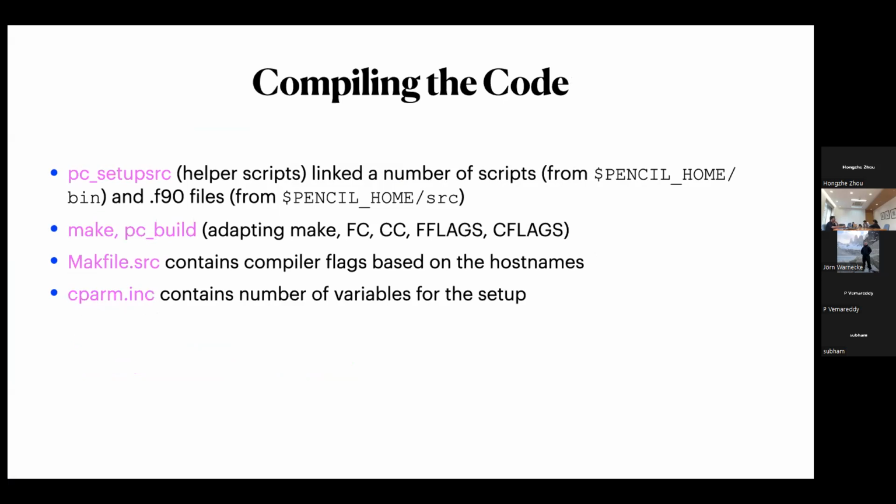Now to compile the code, we have to call the helper script PC setup SRC. The script does one thing: it calls various other helping scripts which are needed to compile your code, along with the source codes that reside in SRC. So this PC setup SRC actually links those scripts and files, not copying them. This command only links the files and the scripts. So we will do this.